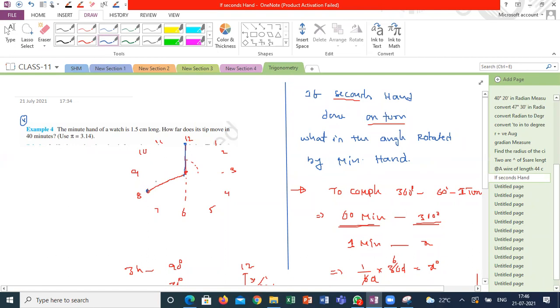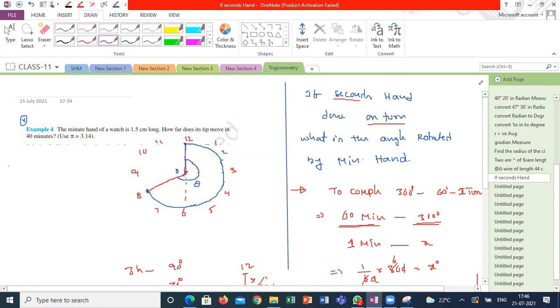Correct or not, guys? Am I right or wrong? Yes, sir. So what is the tip? How much distance did the tip travel? That means he's asking for an arc where the radius subtends some angle theta. I don't know the theta. Here you have to calculate how much angle the minute's hand should rotate to complete 40 minutes.